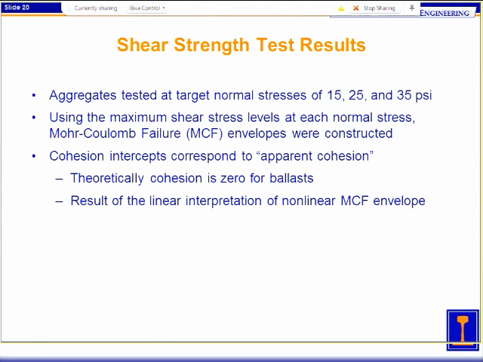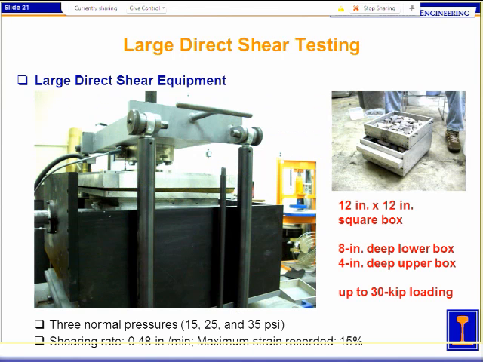So here is our actual equipment. This is our old one, and we're currently in the process of building a new one of these. But the basics you need to know here is this is where the normal pressure is applied via a bladder. We adjust the actual pressure there manually. The bottom box is, I believe, 12 by 14, and I think it's about, is that 8 inches or so deep?